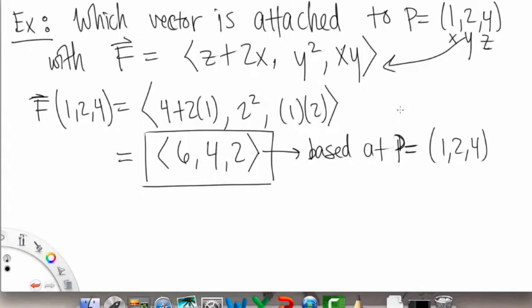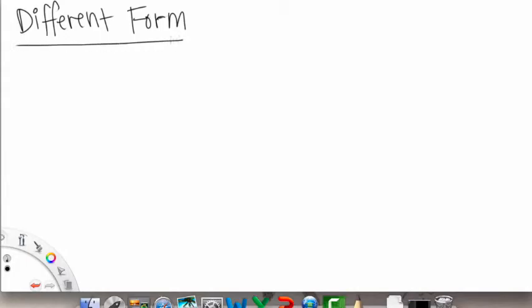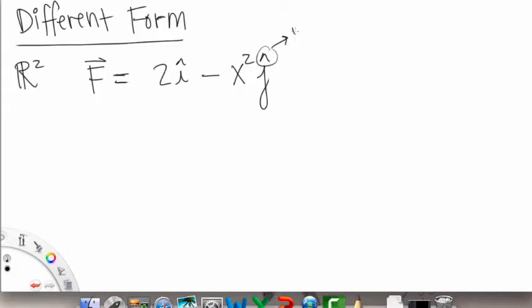Okay? So now on to something a little bit different but still related. Sometimes you'll see the vector fields written in a different form. So again, we'll start with R2, so this is the xy plane, two-dimensional case. Sometimes you'll see something written like the vector field equals 2i minus x squared j hat. These are called hats, because it kind of does look like a hat, a very pointy hat.